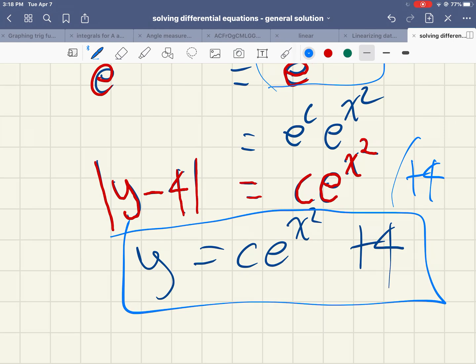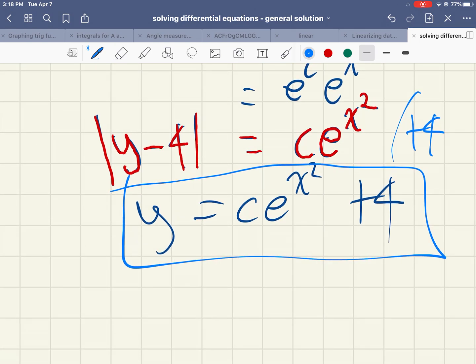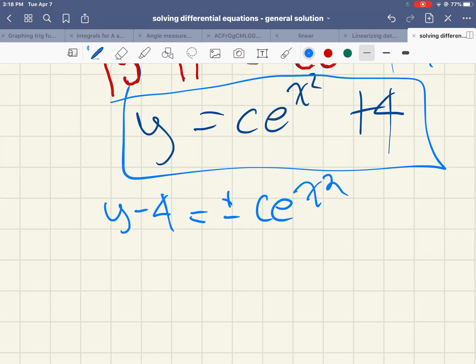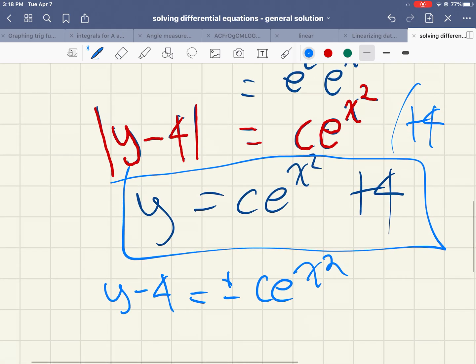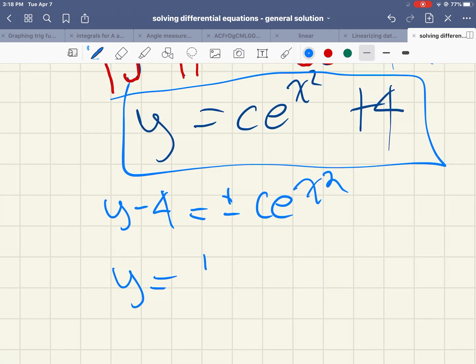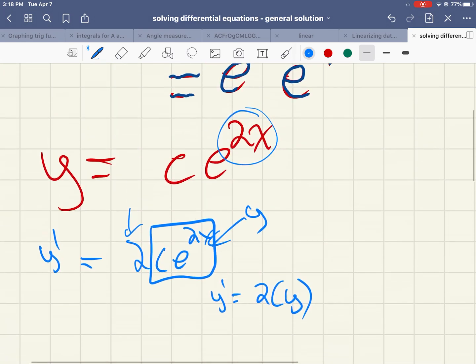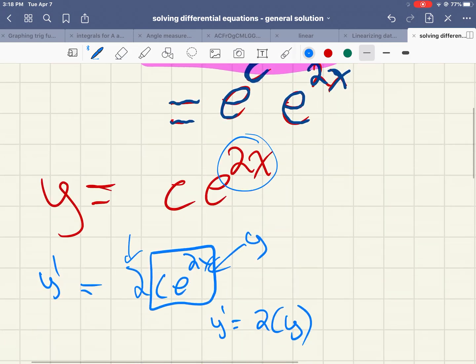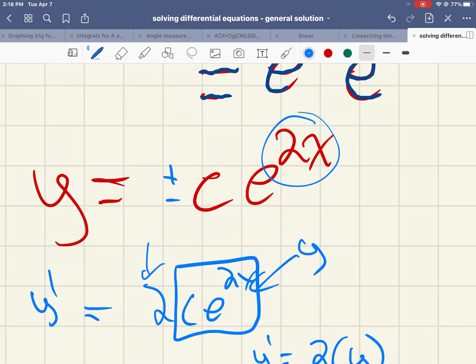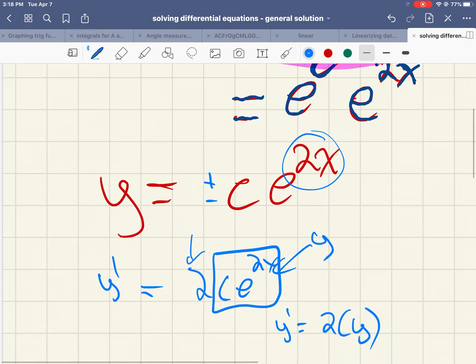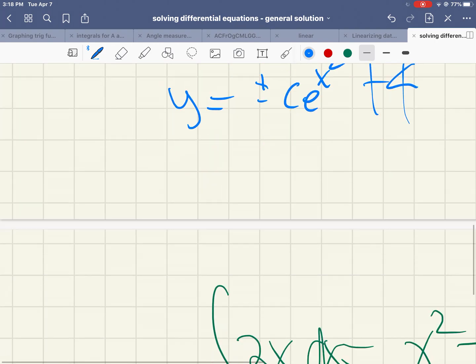And hopefully, now I guess the other way that we could write this is y minus 4 equals plus and minus c e to the x squared. I hadn't thought about that. That's also another way to do it. So I could write it as y equals plus and minus c e to the x squared plus 4. And we won't know if it's plus or minus unless we had a point. Which reminds me, up here, sorry, in the first one, it could have been plus or minus there. Okay. So, those are our two solutions.